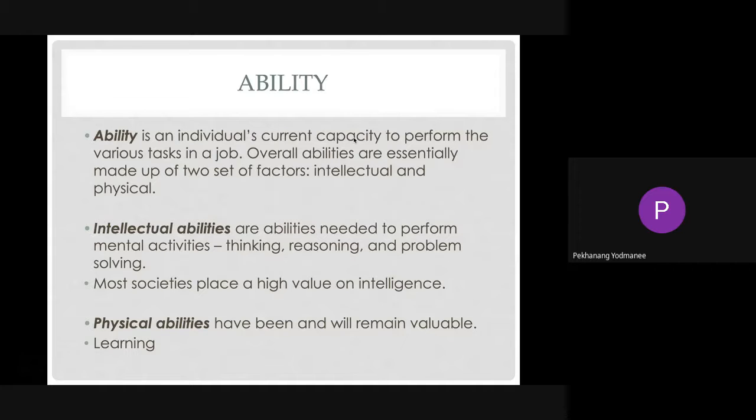Okay, for the first one, we look at intellectual abilities. Intellectual abilities are abilities needed to perform mental activities: thinking, reasoning, and problem solving. Most societies place a high value on intelligence and for good reason. Smart people generally earn more money and attain higher levels of education. They are also more likely to emerge as leaders of a group. However, assessing and measuring intellectual ability are not always simple. People are not consistently capable of correctly assessing their own cognitive ability.